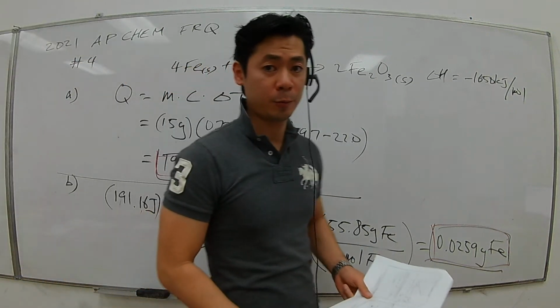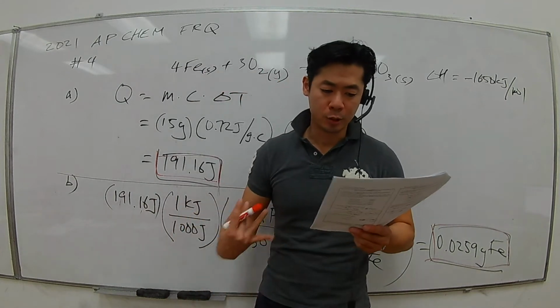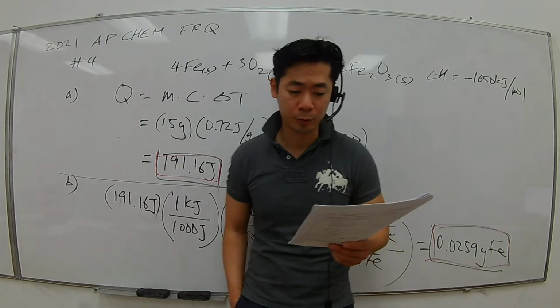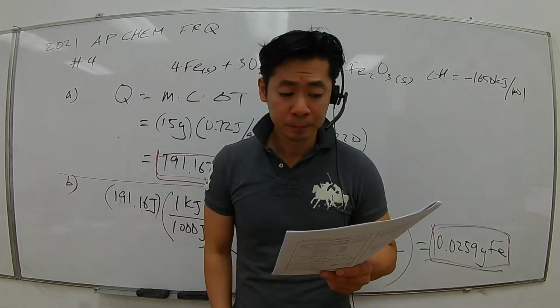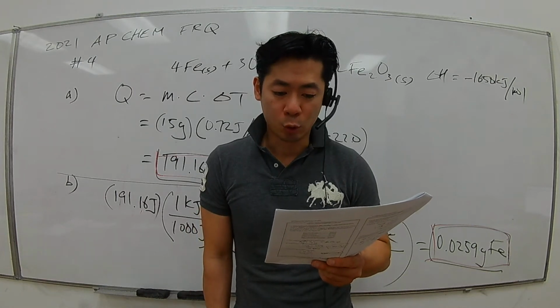Hey guys, let's take a look at number 4 on the 2021 AP Chemistry free response questions. The question gives the equation first: 4Fe plus 3O2 turns into 2Fe2O3. And the question is saying a student investigated a reaction using a hand warmer represented above.